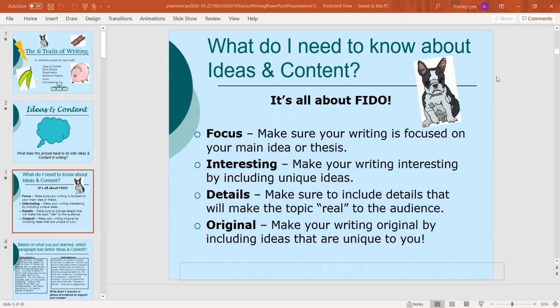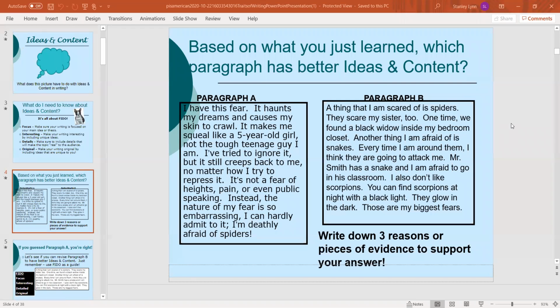It's all about FIDO. Focus. Make sure your writing is focused on your main idea or thesis. Interesting. Make your writing interesting by including unique ideas. Details. Make sure to include details that will make the topic real to those of us that are reading your essay. Original. Make your writing original by including ideas that are unique to you, okay?